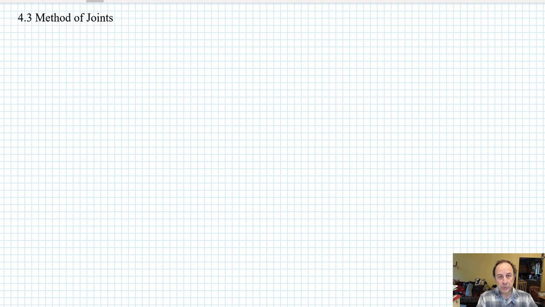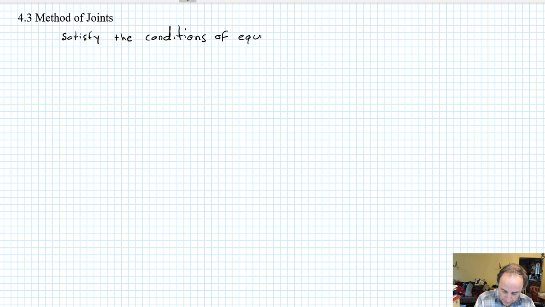So what you're going to do when you analyze a truss this way is you're going to satisfy the conditions of equilibrium at each joint. So therefore the equilibrium of forces.